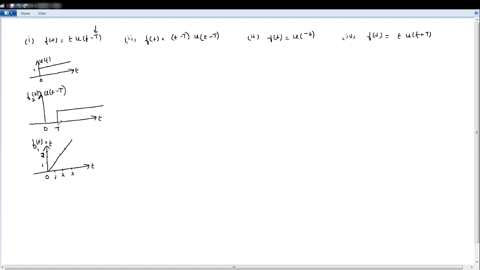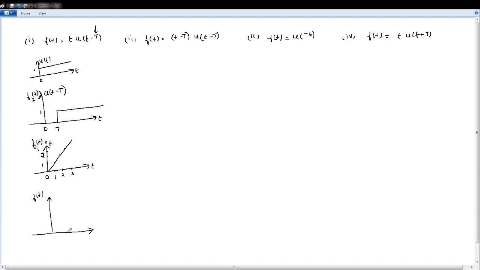So if T is 1, this waveform will be replicated in my final waveform, because the amplitude here is 1, and 1 into some waveform is the same waveform. Now if T is 2, my waveform will start from 2. So in general, whatever the value of T, the multiplication waveform, that is f of t, the final waveform, will start from T.